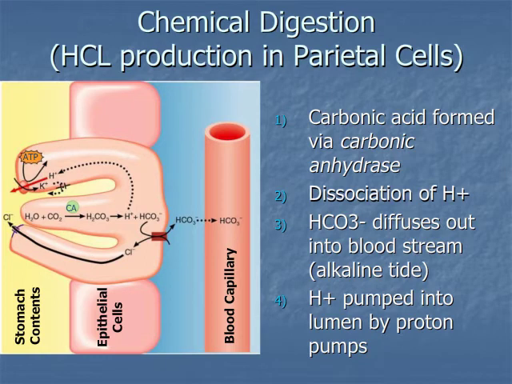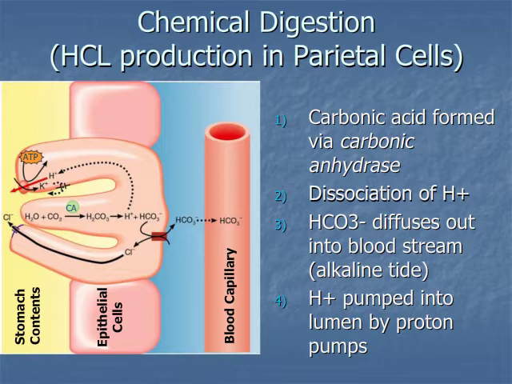So the hydrogen ions will help to reduce the pH of the stomach lumen, while at the same time the bicarbonate ions are actually raising the pH of the blood. And we call this process the alkaline tide. That is, after a large meal in which we need to produce a lot of acid, we also secrete a lot of bicarbonate into the bloodstream, and this tends to raise the pH slightly.